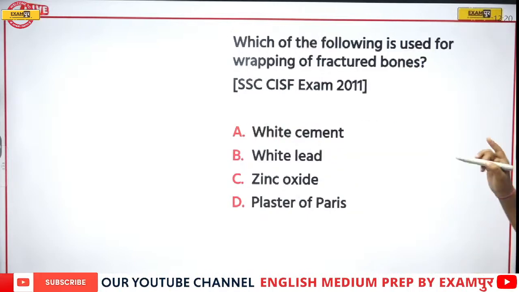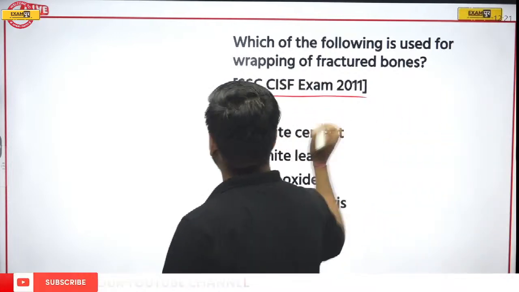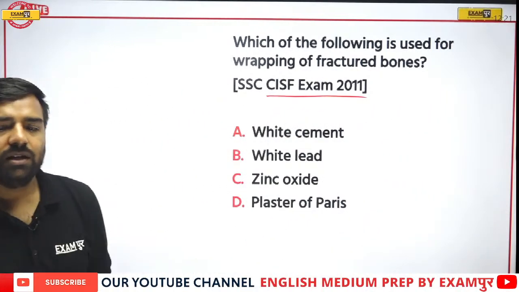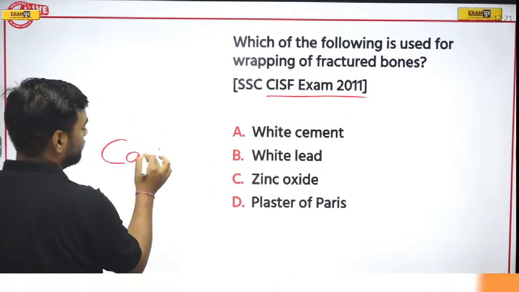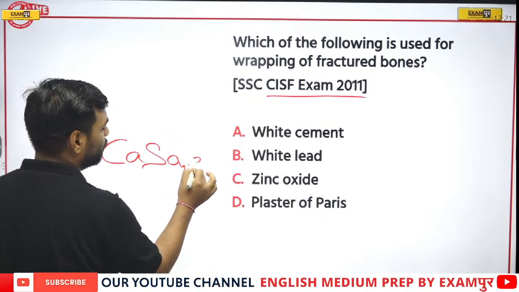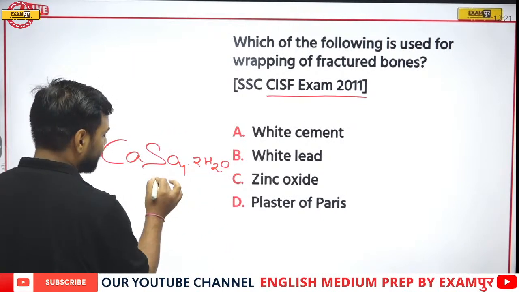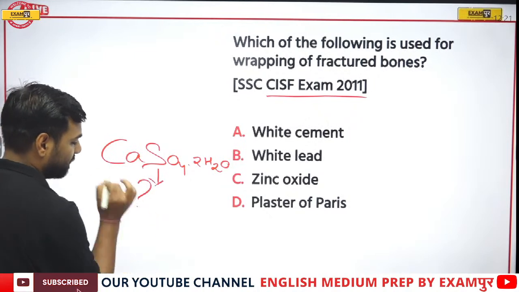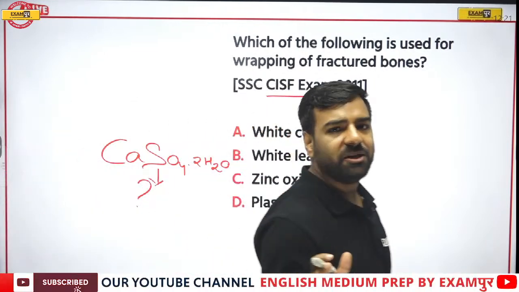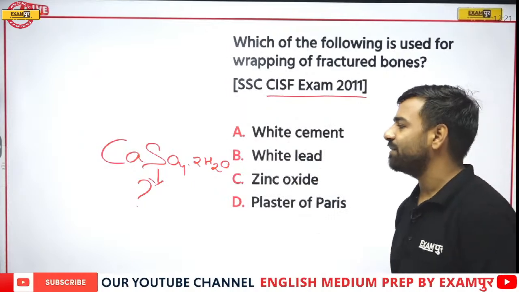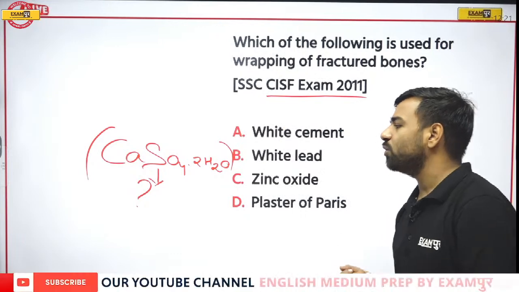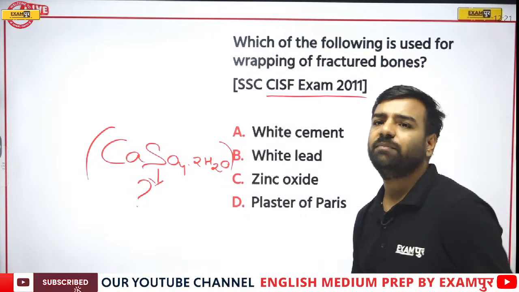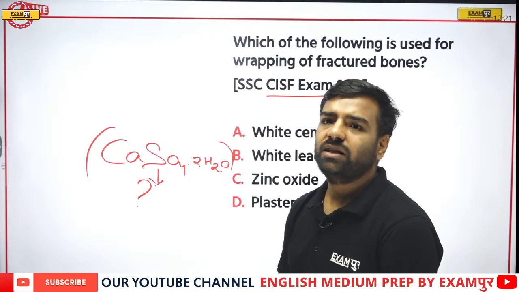Next, which of the following is used for wrapping of fractured bones? This is from CISF exam 2011. Now if I come to the chemistry part, we know what? CaSO4.2H2O. Remember this? Can you tell me what is this? Anyone? I know it is from the chemistry part. I'll be discussing it when we have the chemistry discussion. But just wanted to know, if I write CaSO4.2H2O, what is it? Dilip, Ravindra. So Dilip is actually with D.